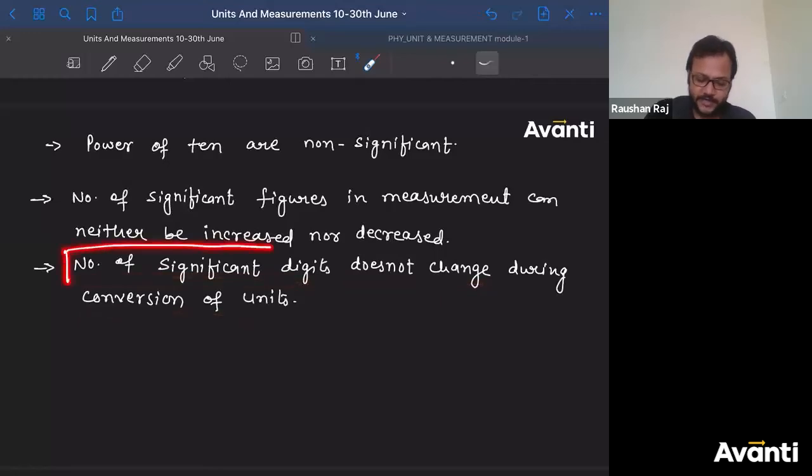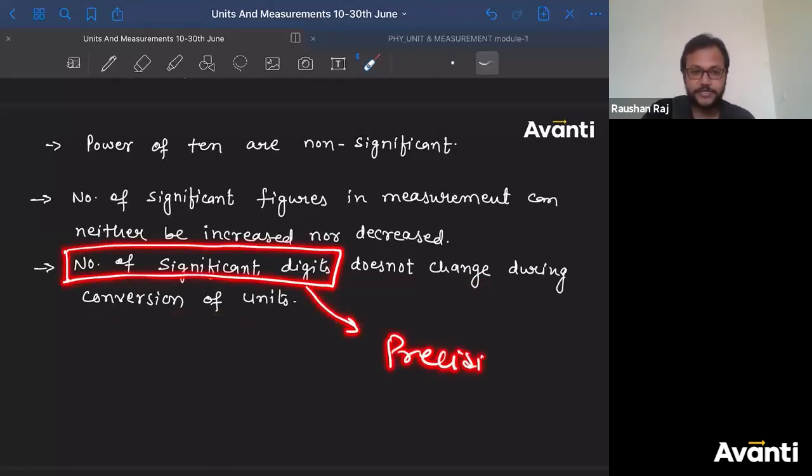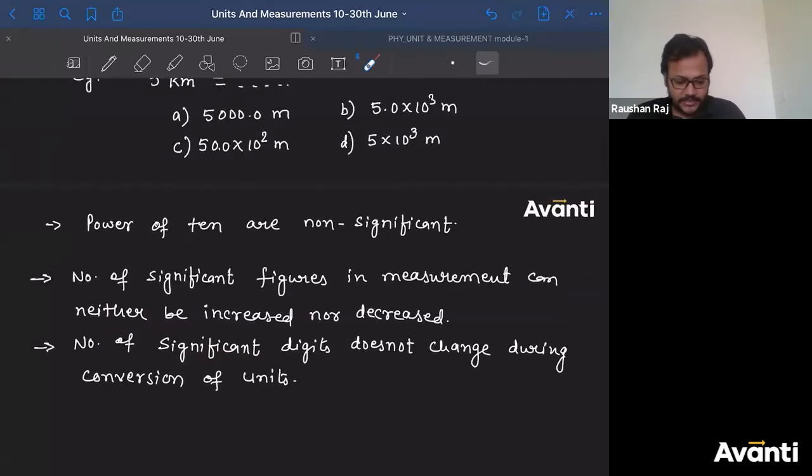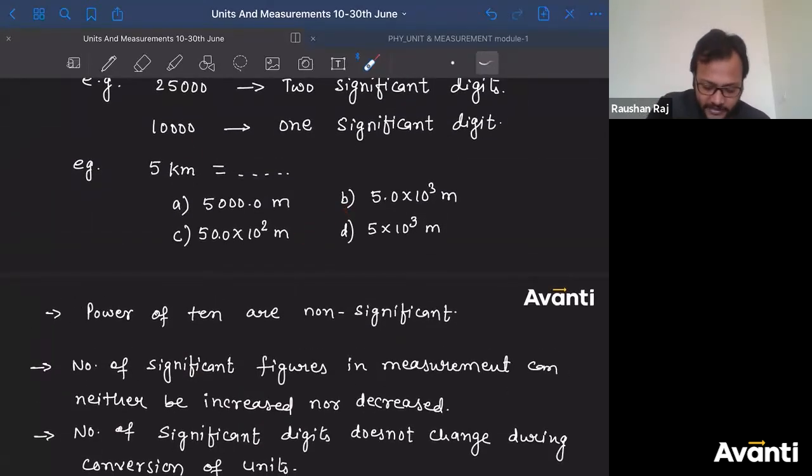And the number of significant digits is directly related to precision. किससे रिलेटेड है? प्रिसीजन से रिलेटेड है. ठीक, बताऊंगा क्या होता है प्रिसीजन, कैसे होता है. Alright, so now tell me in this question, I am having 5 kilometers as a length. Now I want to change this 5 kilometers into meters. So can I say the precision of the measurement that I am having must not change if I change this into meters? But if you look at the number of significant digits in all these 4 options, how many significant digits are there?